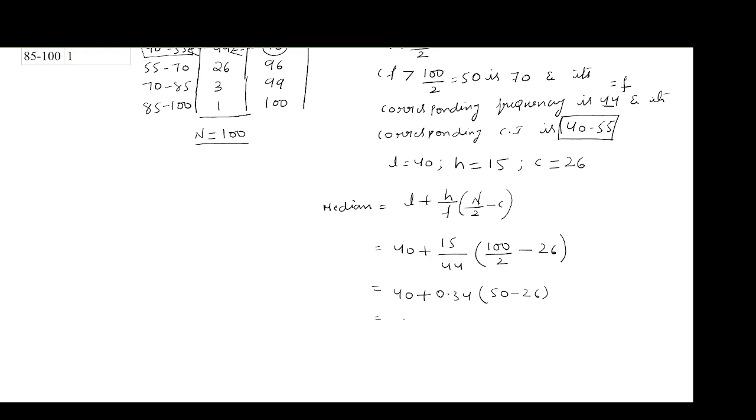So that is, keep this 40 as it is plus 0.34 as it is. 50 minus 26 is 24. Now keep this 40 as it is. Now multiply 0.34 with 24. The value is 8.16. Therefore, median is equal to, so 40 plus 8.16 is 48.16. So this is how the median should be calculated for case number 3, that is when class interval and frequency values are given.